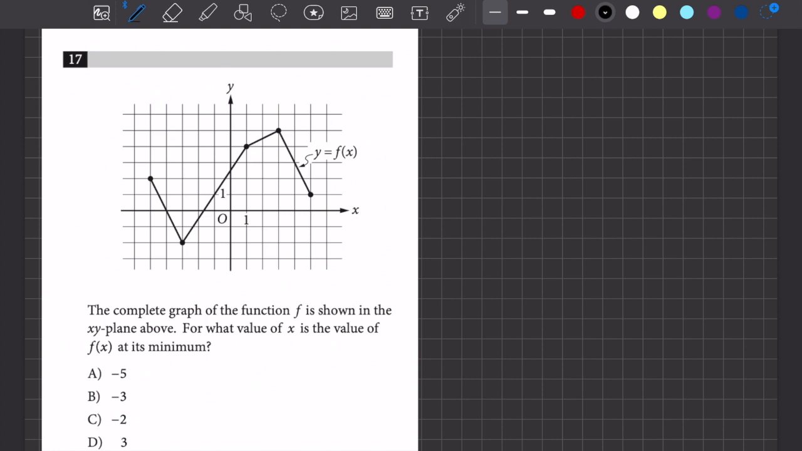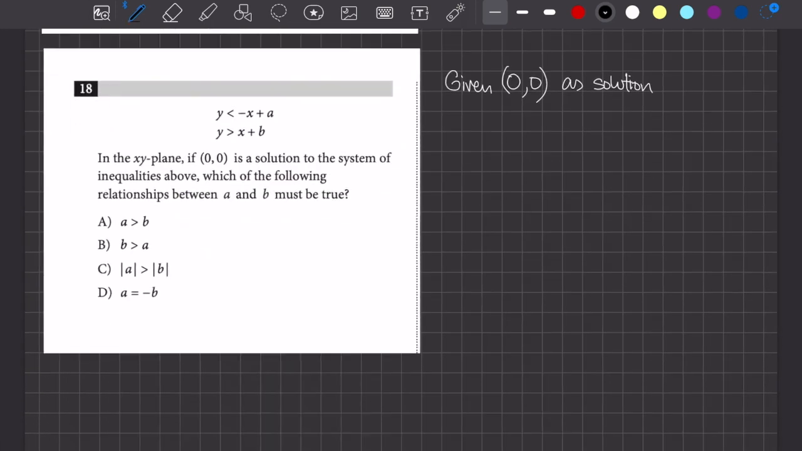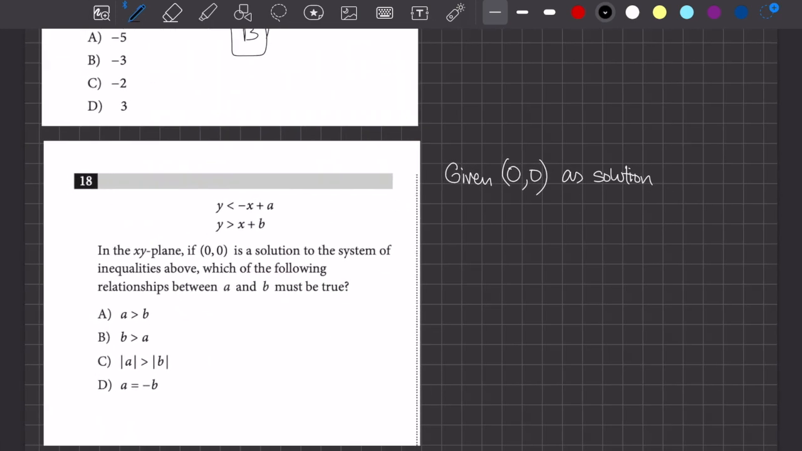Question 17 simply asks for the value of x when the function is at a minimum. That comes out to be -3, option B. In question 18, we plug in the given solution of 0, 0 in both equations. This gives us a greater than 0 and b less than 0, which means a is positive and b is negative. Hence, a must be greater than b, so option A.